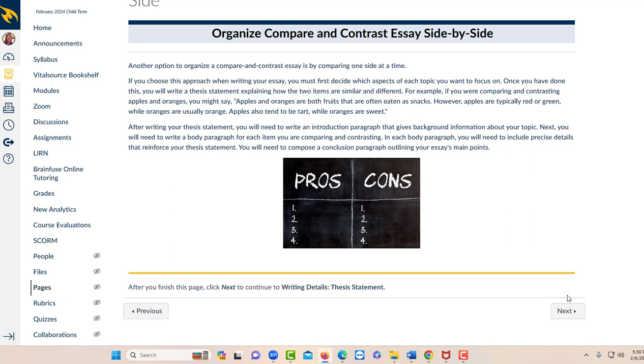In each body paragraph, you will need to include precise details that reinforce your thesis statement. You will need to compose a conclusion paragraph outlining your essay's main points.